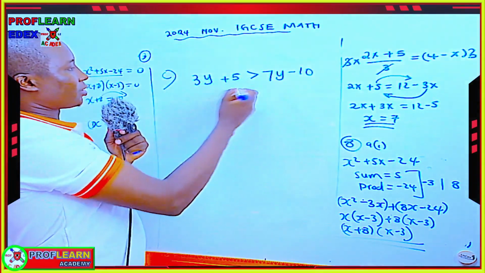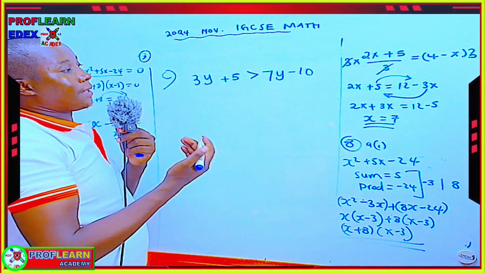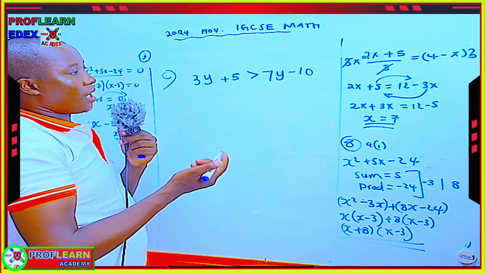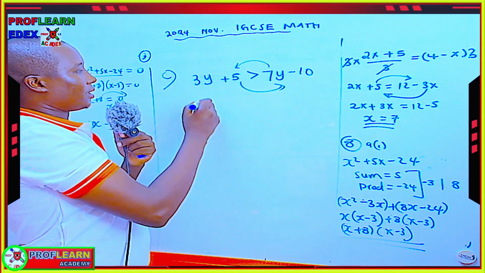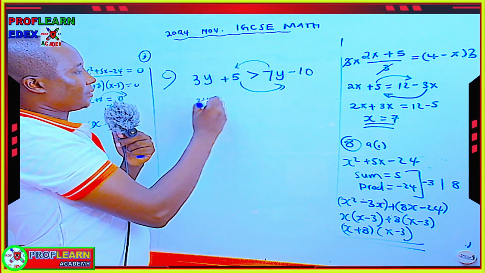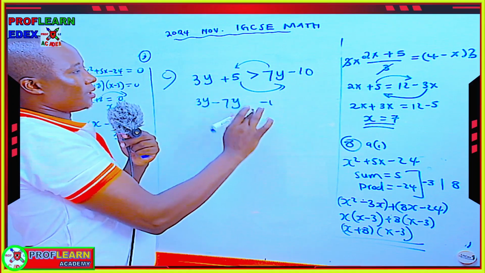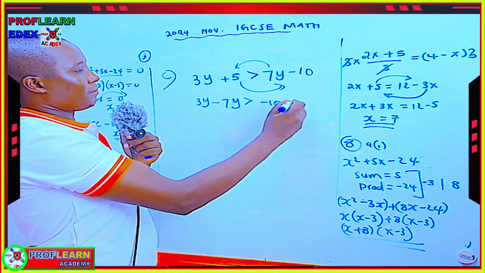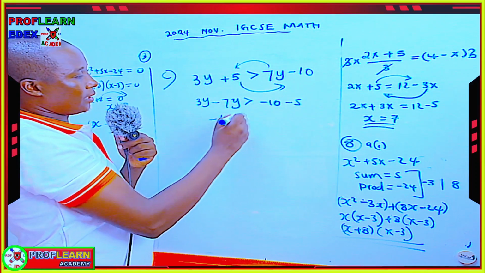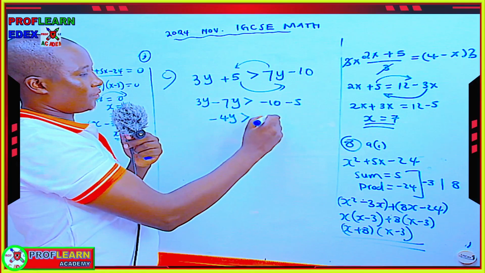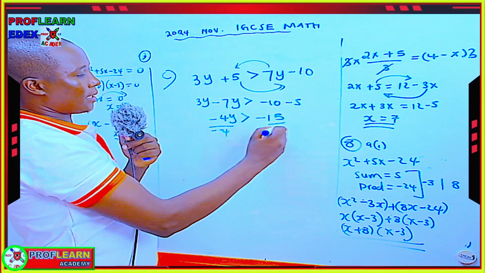Solving the inequality, we're going to treat it as an equal sign, and then we shall put the like terms together. This goes here, this goes on the other side. So we can say 3y - 7y > -10 - 5. Subtracting here, we are going to get -4y > -15. Divide by -4, divide by -4.